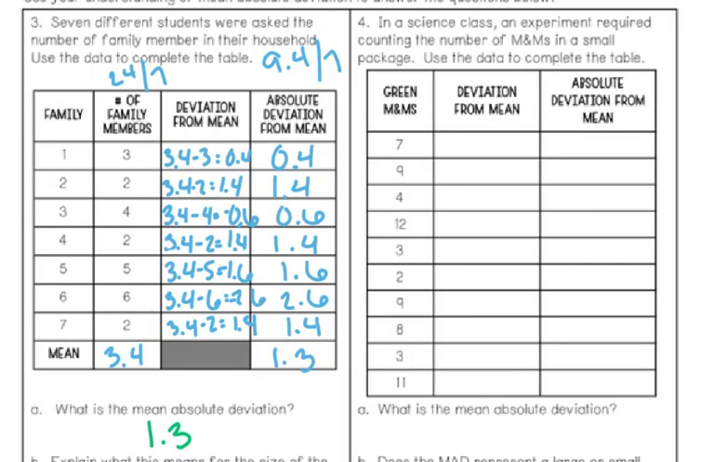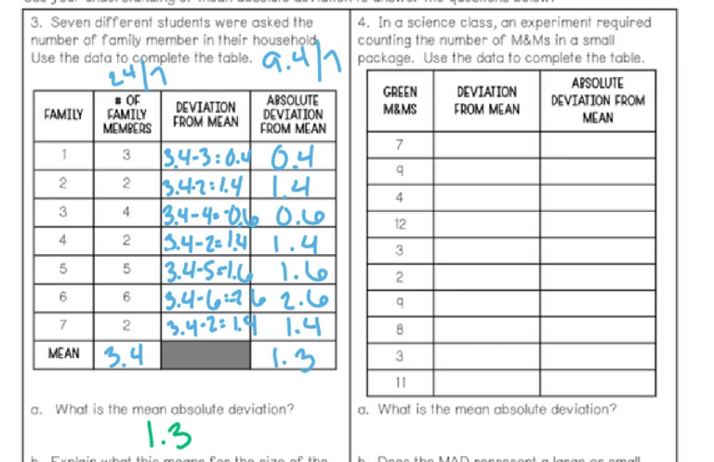We're going to look at our last question. It says, in a science class, an experiment required counting the number of M&Ms in a small package. Use the data to complete the table. So here we've got our number of green M&Ms listed out that each person counted. First, we need to follow our steps and find the mean.